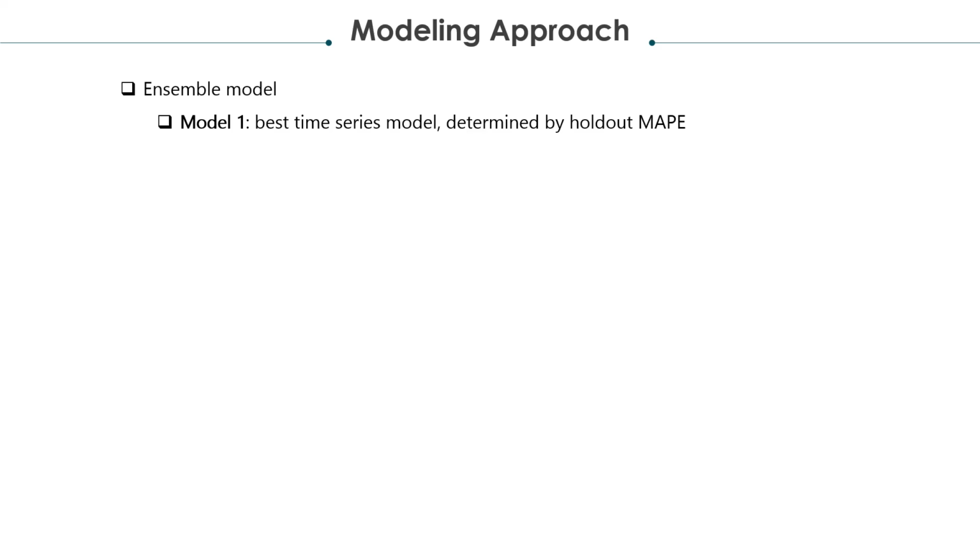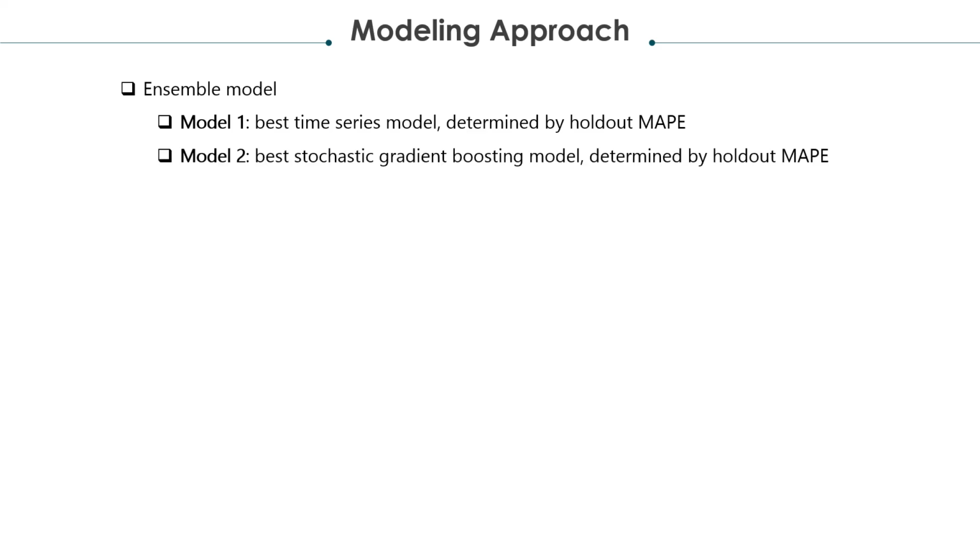MAPE stands for mean absolute percent error. And when you're talking about time series data, transactional data like that, MAPE is really the standard error metric that you would go with. You tend to get away from the RMSEs and those sorts of measures and go with MAPE. Model 2 will be a best stochastic gradient boosting model determined by holdout MAPE.